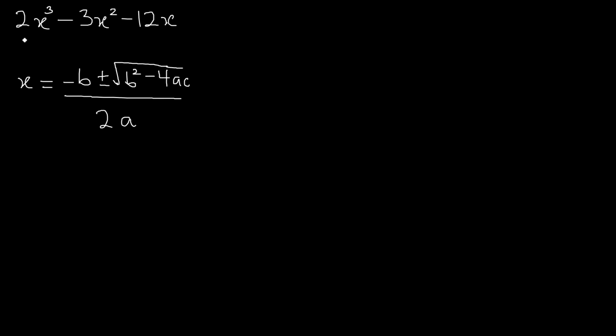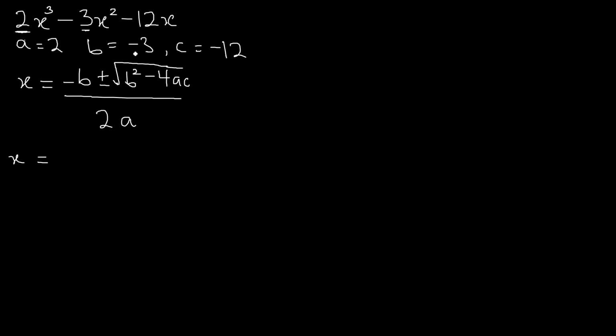Let's make some few points over here. From this particular equation, the coefficient here, which is 2, stands for a. So a is equal to 2, and b is equal to this value here, negative 3, and c is equal to this, negative 12. So we just substitute those values into the general formula.